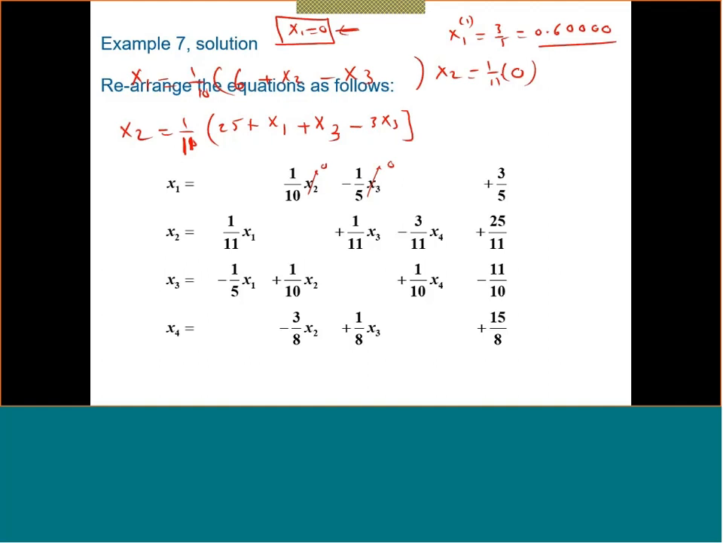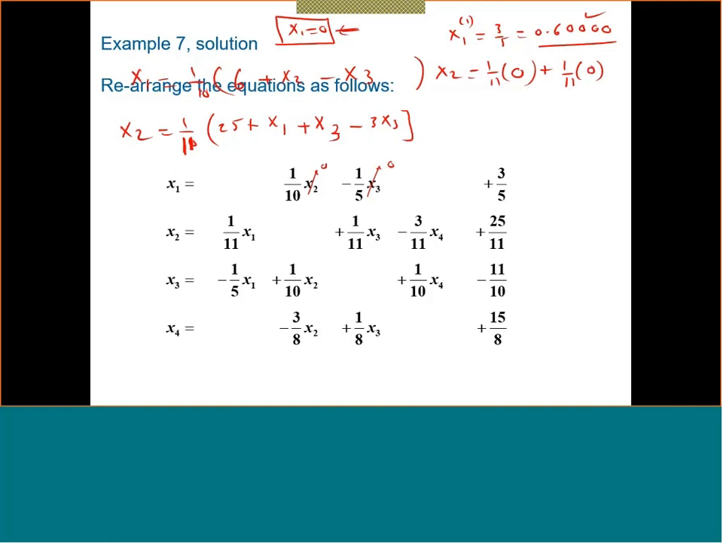Gauss-Seidel says no. Why do I have to use the 0? I have a better estimation of x1 because I already solved for x1, so I will use this. And you can tell that this will make the iteration much faster. You will converge eventually, but the Gauss-Seidel will converge to the right answer faster. Then plus 1 over 11 x3.